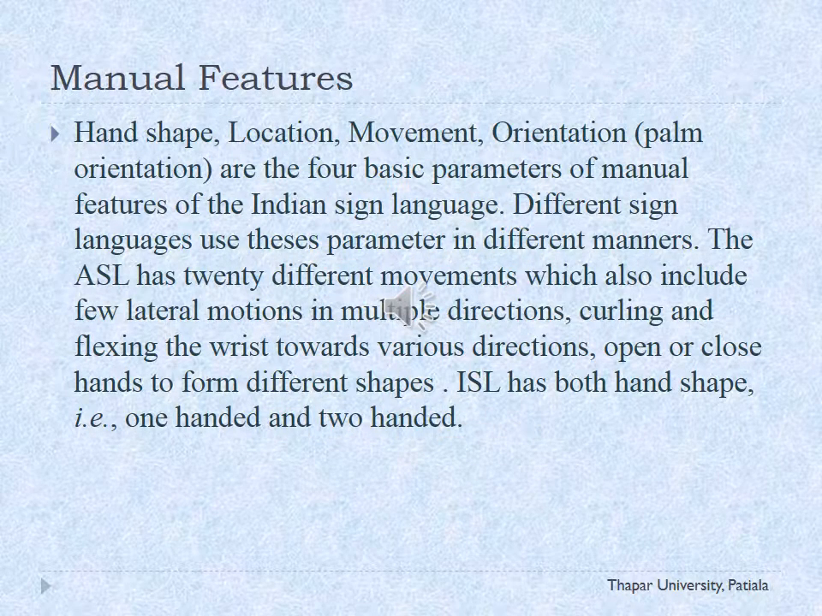Manual features. Manual features include hand shape, location, movement, orientation of palm, and other features as parameters of manual features of Indian Sign Language. Different languages have different parameters depending on their different manners. So in ASL there are 20 different movements. ISL has hand shape with both hand and one-handed or two-handed.